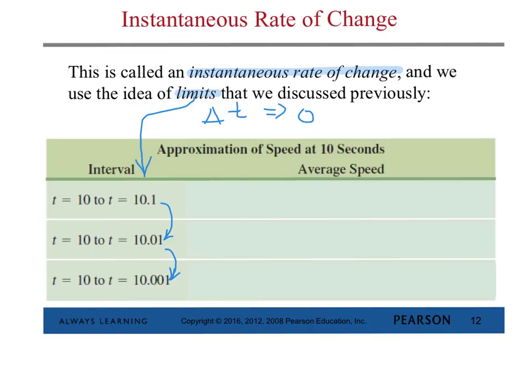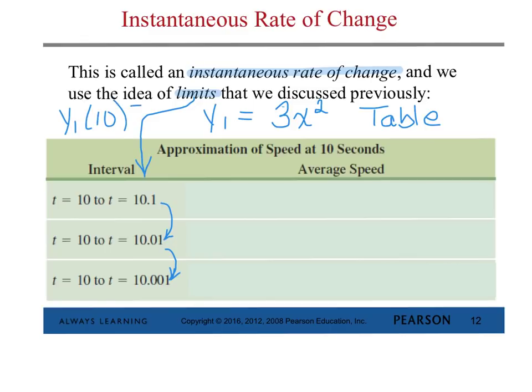And the way that we're going to do this is we're going to go to our y equals menu, to y1. We're going to enter the function for the car's distance traveled at any particular point in time, t. And in this case, we're going to have to use x in place of t. And the formula was 3 times the time squared. So that's going to be in y1. And then from there, we're going to look at the table set up to let us ask for particular values. So we already know that y1, or S of 10, is 300.